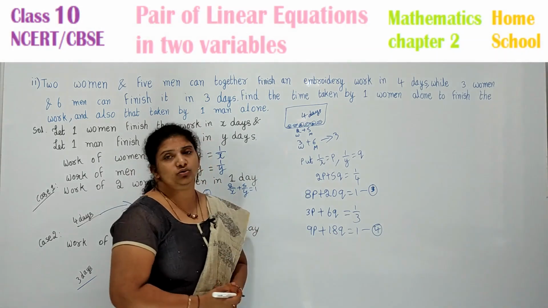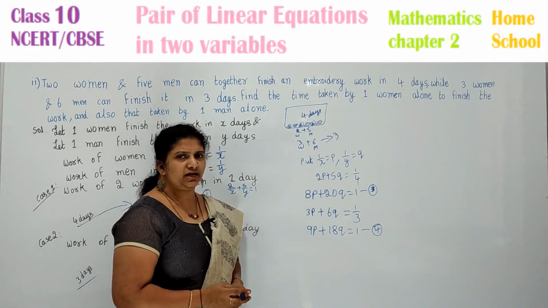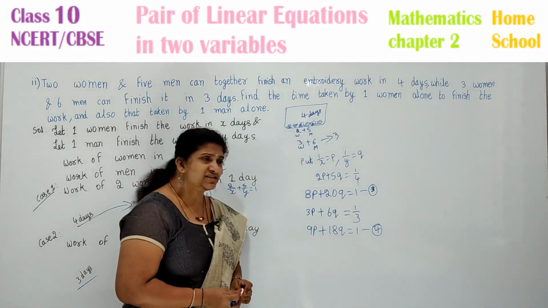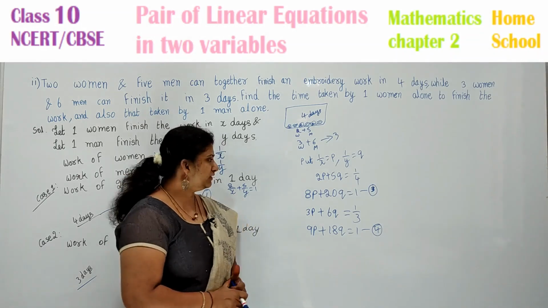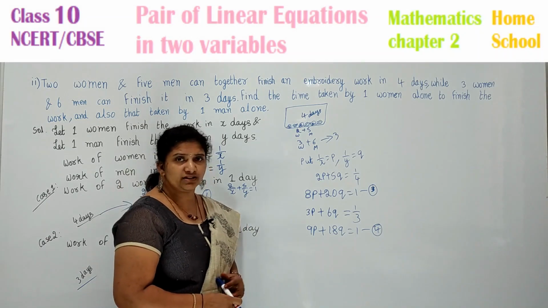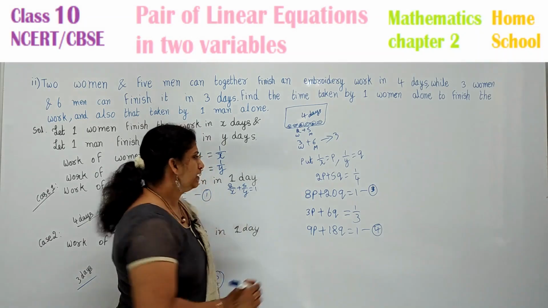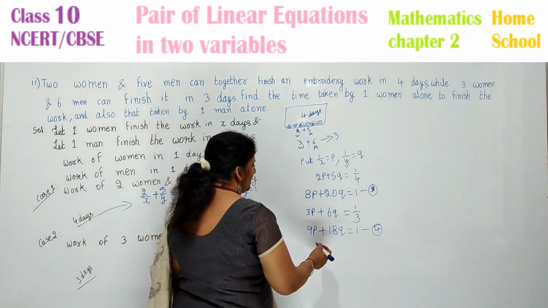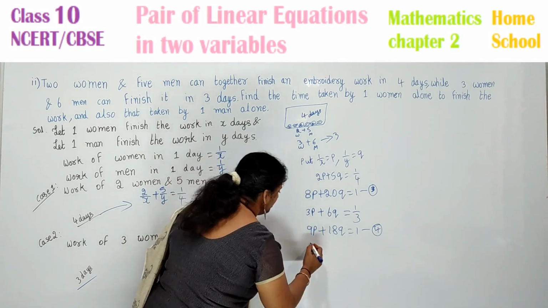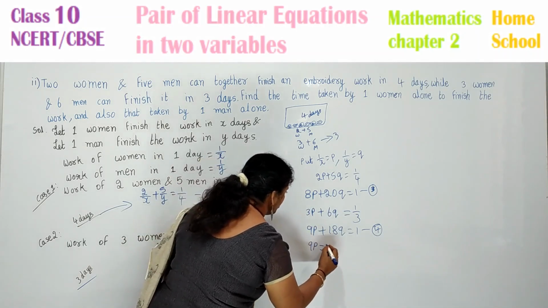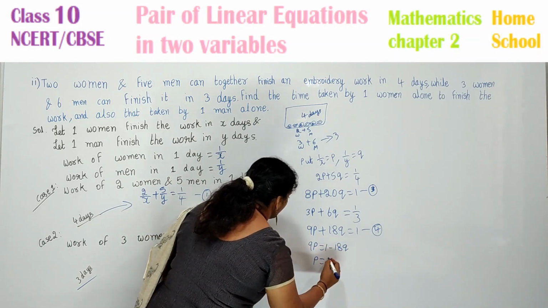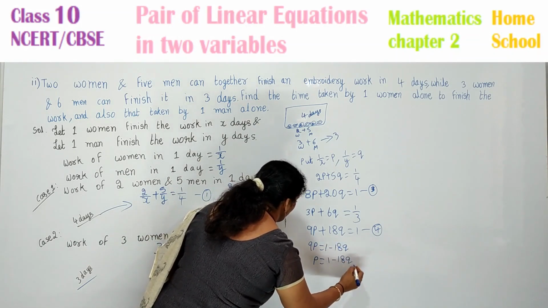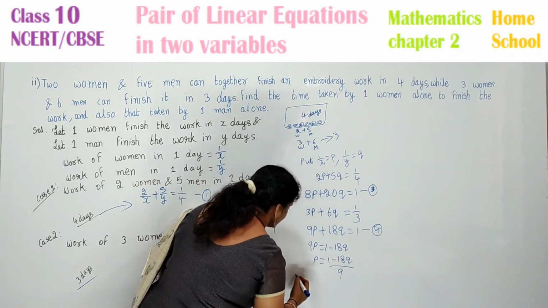Now, how can you solve these two, children? Which method will you go with? It is easy. They did not say any specific method, so you can go with any method. Let's go with the substitution method. So, let us take the fourth equation here. 9p is equal to 1 minus 18q. p is equal to 1 minus 18q by 9.